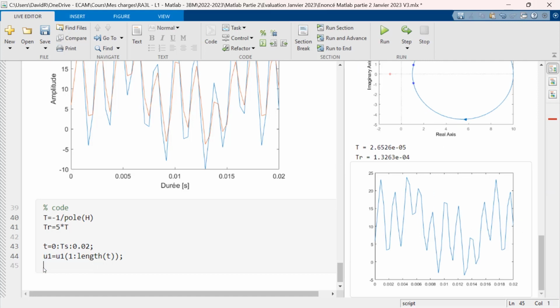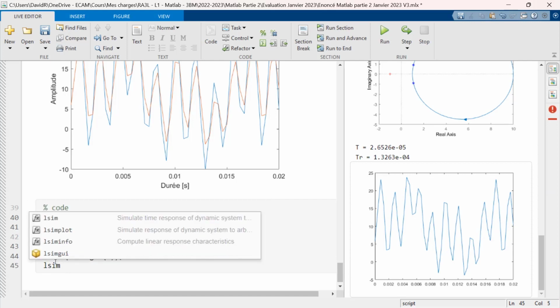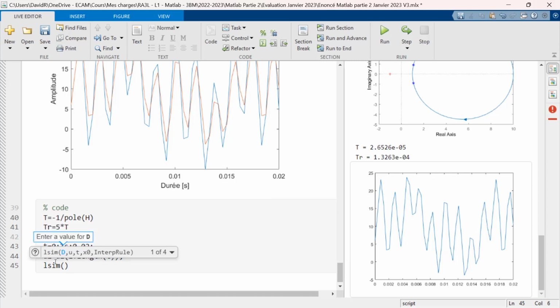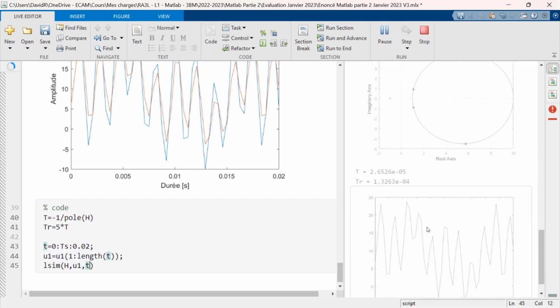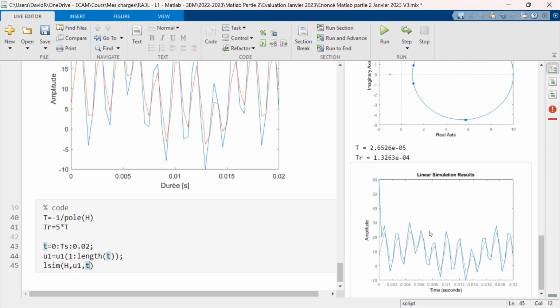Je vais donc maintenant pouvoir venir stimuler mon système dynamique, mon filtre, à l'aide de ce signal. On va le faire avec l'instruction LSIM. H, on doit lui préciser quel est le vecteur d'entrée et quel est le vecteur du temps correspondant. Et ce qu'on va obtenir là en sortie, ça va être la réponse. Comme vous pouvez voir là, on obtient ici la réponse du système. Et la réponse en question, elle tient évidemment compte du régime transitoire et du régime établi.